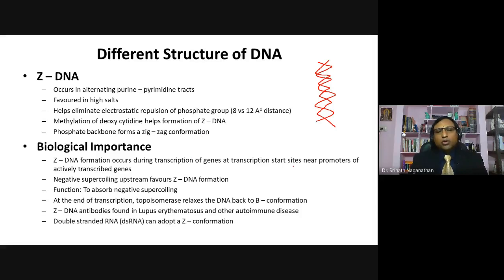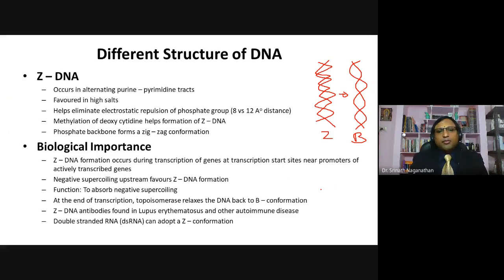The negative supercoiling upstream favors Z-DNA, and its function is to absorb the negative supercoiling. At the end of the transcription, the topoisomerase relaxes the DNA to form back our helical DNA. So once the transcription is done, it again forms B-DNA. So that is the Z to B conformation.